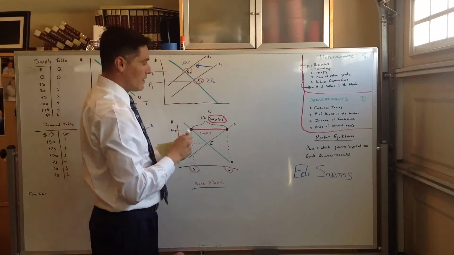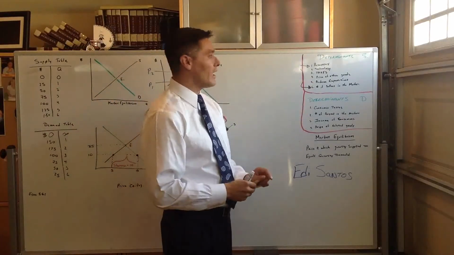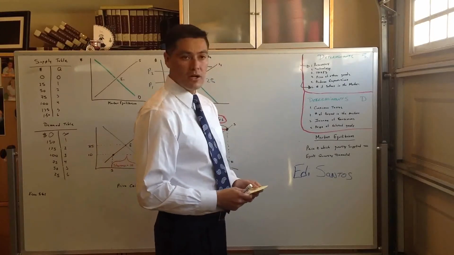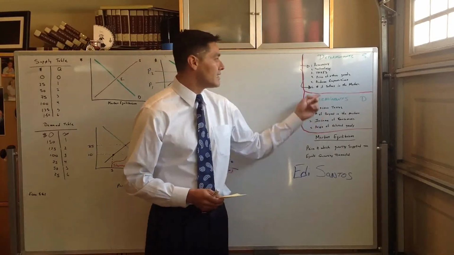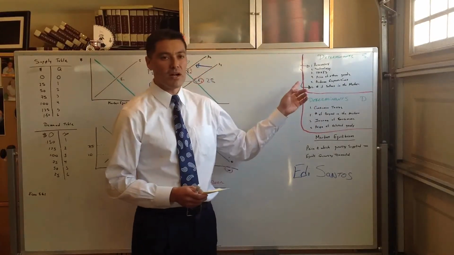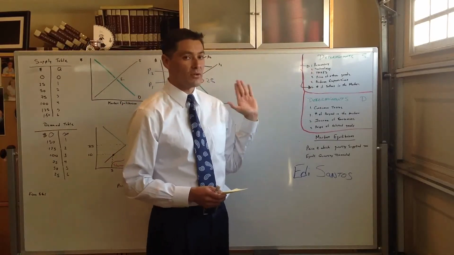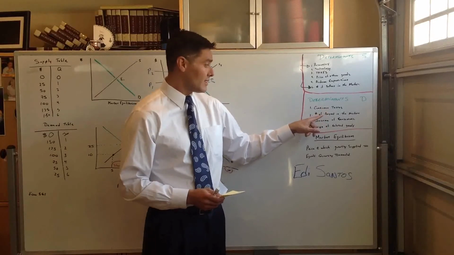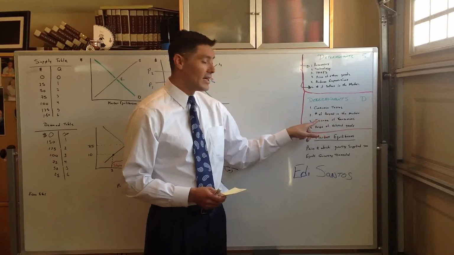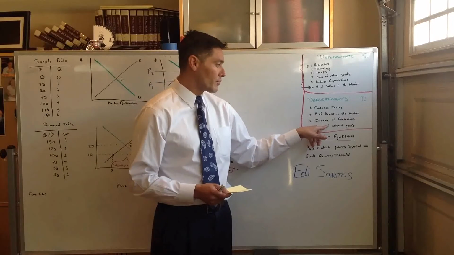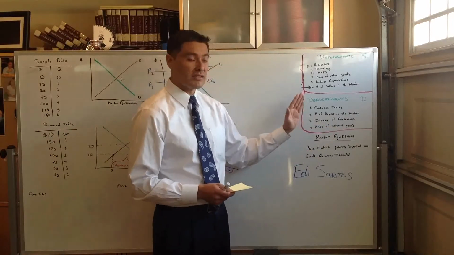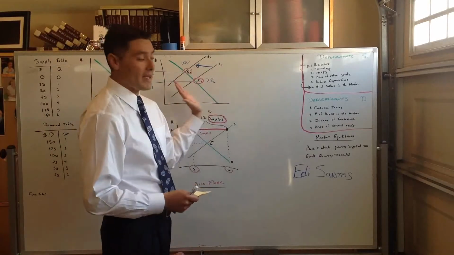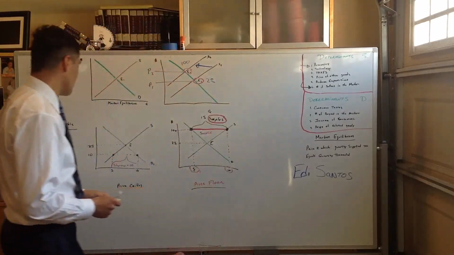Very simple concept. Really quickly, the determinants of supply are resources, technology, taxes, prices of other goods, producers' expectations, and number of sellers in the market. These things will cause the supply curve to shift left or right. The determinants of demand are very similar: consumer tastes, number of buyers in the market, the income of consumers, and the price of related goods. These are also causing a shift that will either go to the left or to the right of demand. So I just want to hit that point really quickly here.